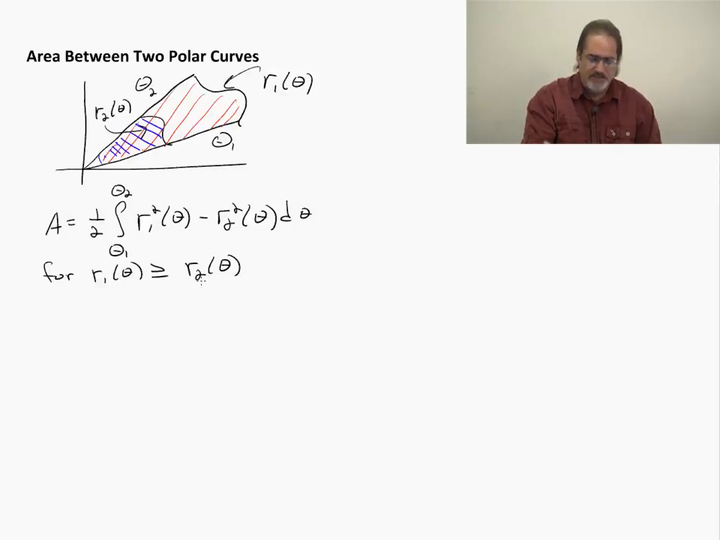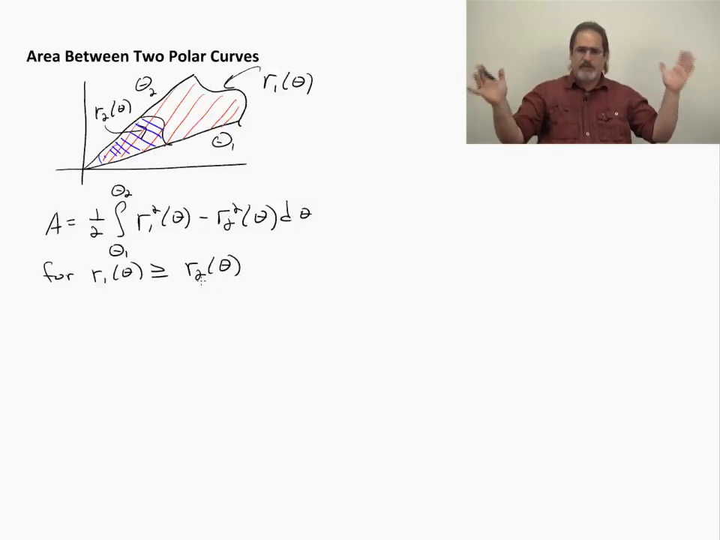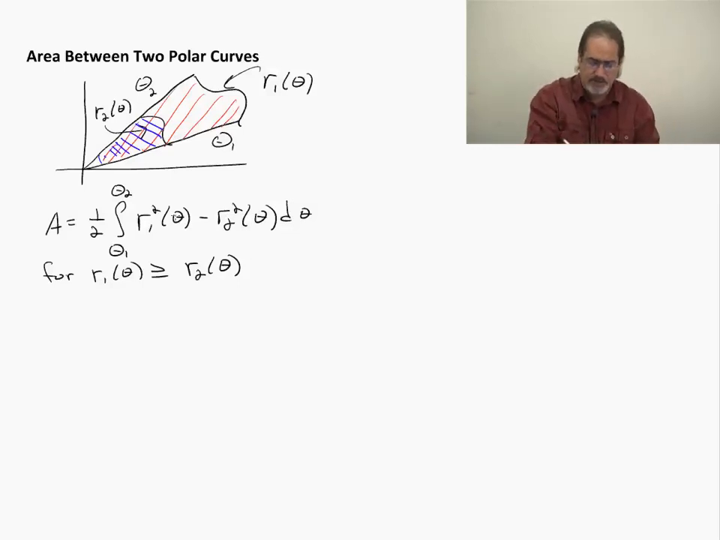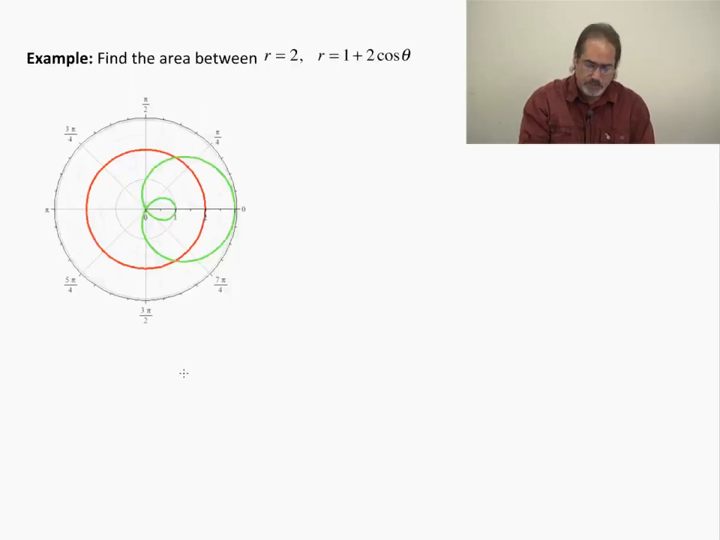Now obviously if we have a situation between theta 1 and theta 2, in the area that we're interested in, where they change places, then we need to break it up into individual integrals and simply take these two and switch places. It's the exact same thing we did in rectangular coordinates, so there's no new concept there. So really that's all that we have to do. So let's go ahead and take a look at a quick example.